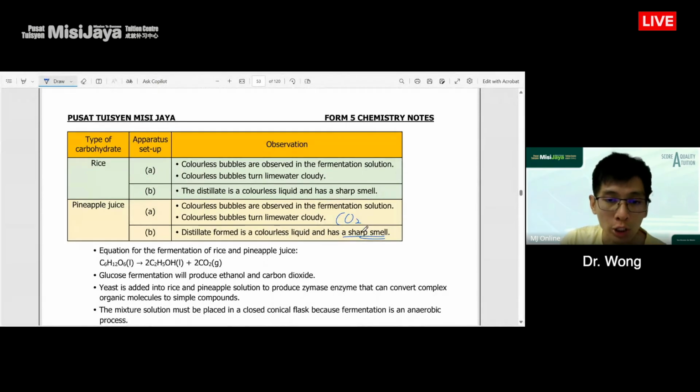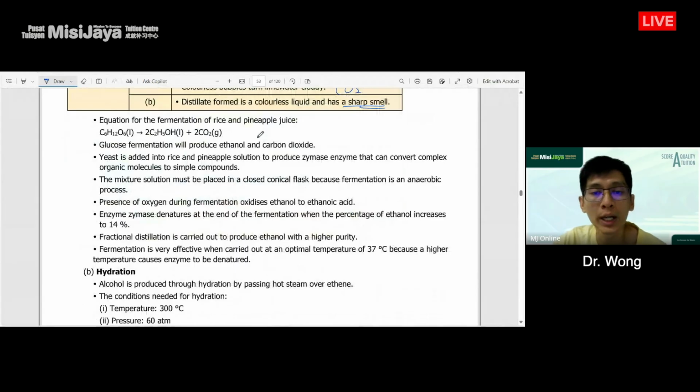Okay, so if you look at the equation here, both the rice and pineapple have starch, and have glucose inside, which is C6H12O6, and it will become ethanol plus carbon dioxide. So glucose fermentation will produce ethanol and carbon dioxide. Yeast is added to the rice and pineapple solution to produce enzyme that can convert complex organic molecules into simple compounds. And the mixture solution must be placed in a closed conical flask.